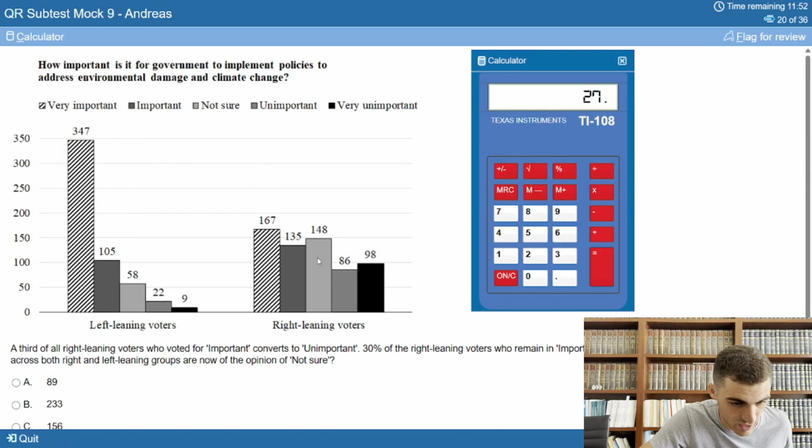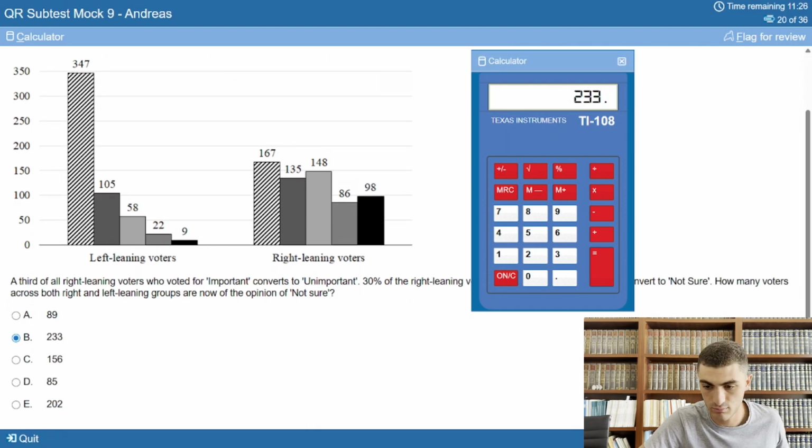How many voters across both right and left-leaning groups are now of the opinion not sure? So it's 27 that we have there plus 148 plus not sure is plus 58. So it's 58 plus 27 plus 148, 233 is the answer, B. Moving on.